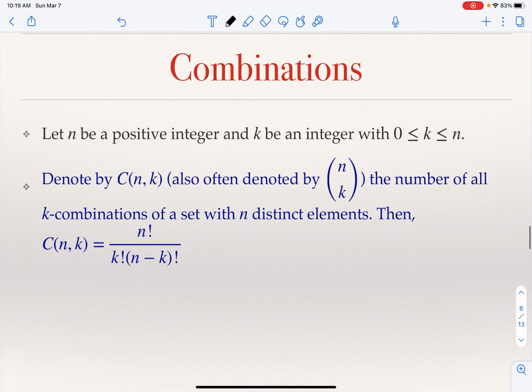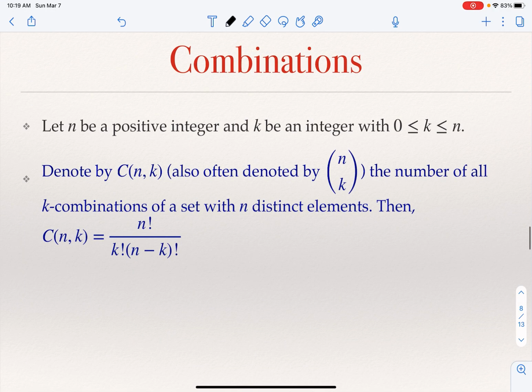When we don't care about order of letters, this is when we talk about combinations. So here I'm giving the same thing, n and k, and n is greater than or equal to k. And I'm saying, give me a subset of the n elements of size k. But when you give me these k elements, I don't care about the order, okay? I don't care about the order.